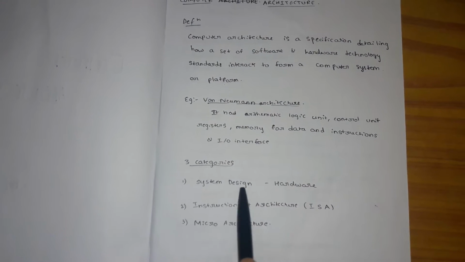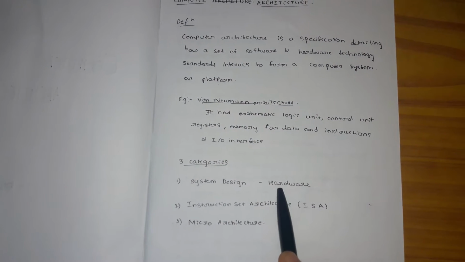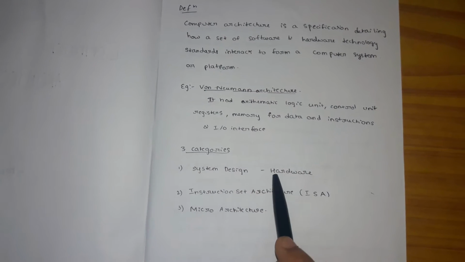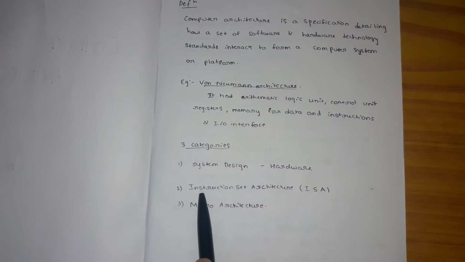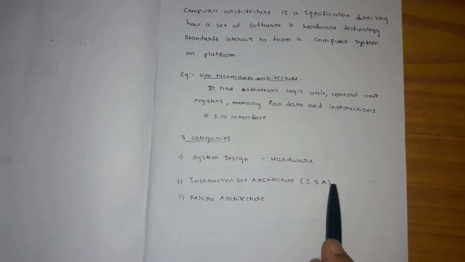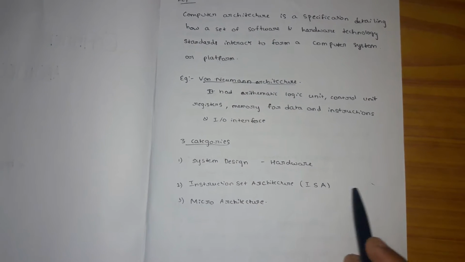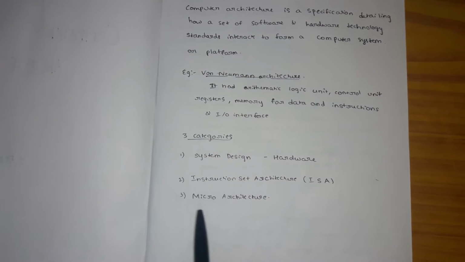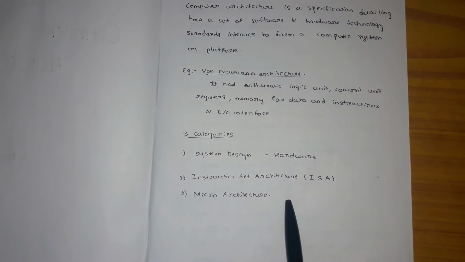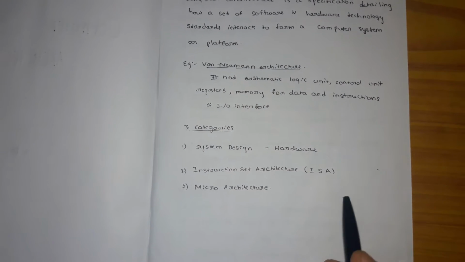First one is system design. System design deals with how the hardware is organized inside the system. Instruction set architecture will have a set of instructions which can be used to perform operations. Micro architecture will tell us how the microprocessors are embedded and how the IC chips are embedded into the system.